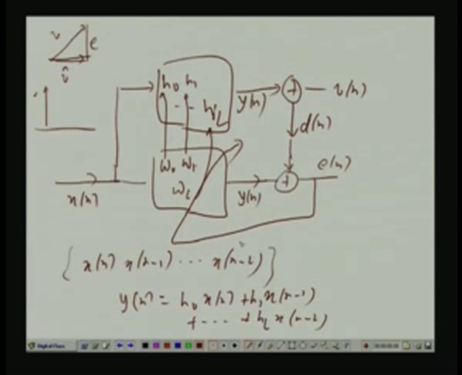This is called system identification. There are many other applications: adaptive noise cancellation, interference suppression, and adaptive beamforming, which is very much used in smart antenna applications, where suppose there are two persons, it is very useful in today's mobile communication.